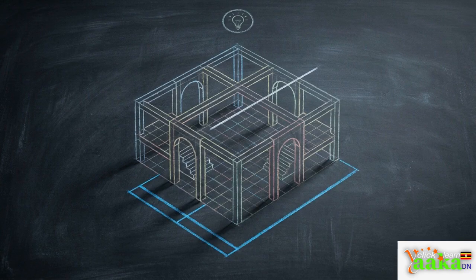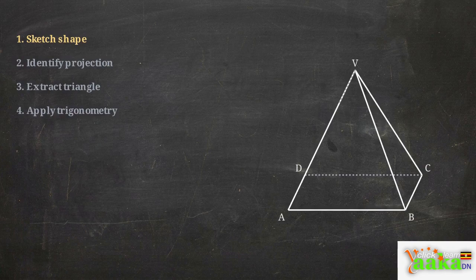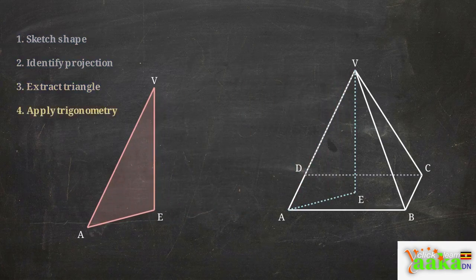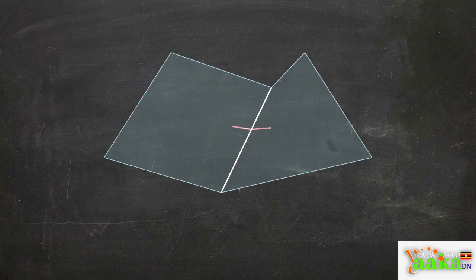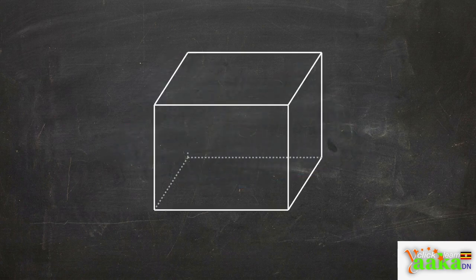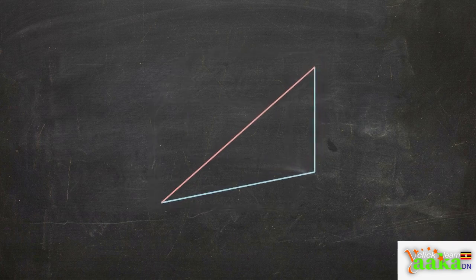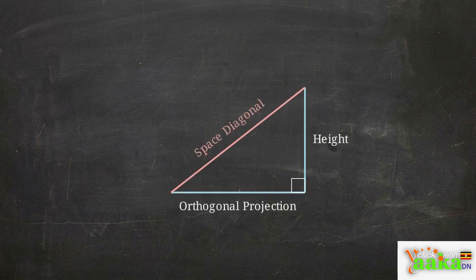By isolating the orthogonal projection and extracting the 2D triangle, we can solve for the spatial relationships within the solid shape. This framework solves 3D solids consistently. First, sketch the shape. Second, identify the projection. Third, extract the triangle. And fourth, apply trigonometry. This same logic also finds the dihedral angle between 2 planes by identifying lines perpendicular to their intersection. Proficiency in 3D geometry is built on the systematic identification of orthogonal projections and the reduction of spatial volumes into solvable 2D components.